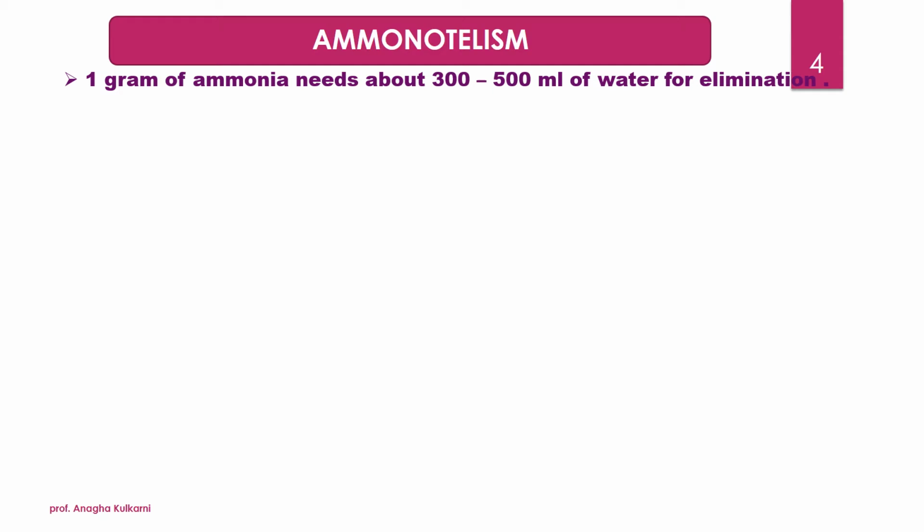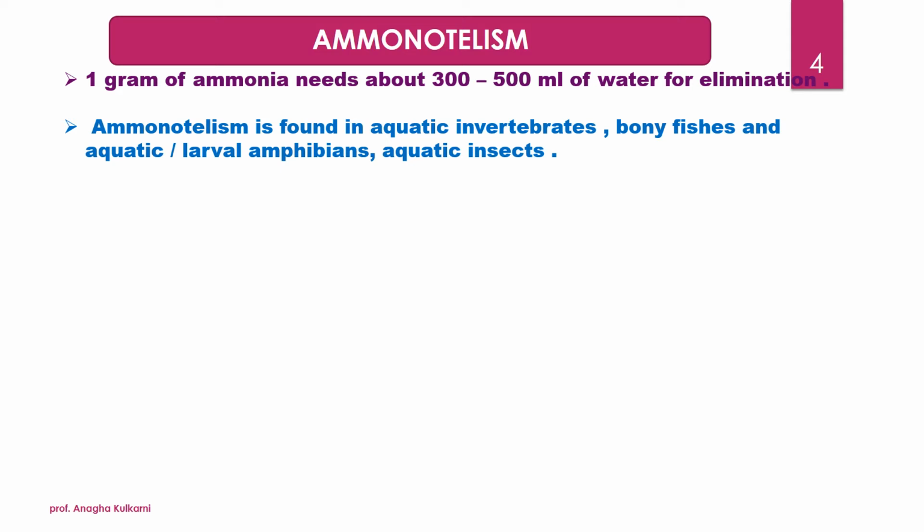Ammonotelism is found in aquatic invertebrates, bony fishes, and aquatic or larval amphibians, aquatic insects. Now, friends, if you observed, I stressed the words bony fishes. The reason behind it is that cartilaginous fishes do not show ammonotelism, but they show ureotelism. No doubt fishes are aquatic, but again, there is a category. It could be either marine water fishes or freshwater fishes, and exactly that can influence the mode of excretion.